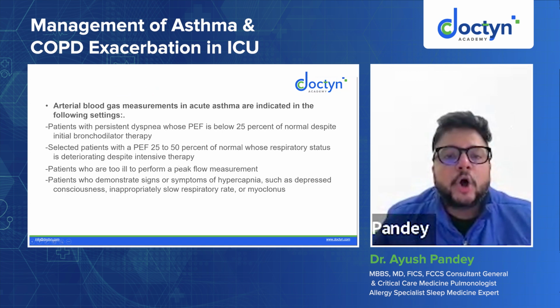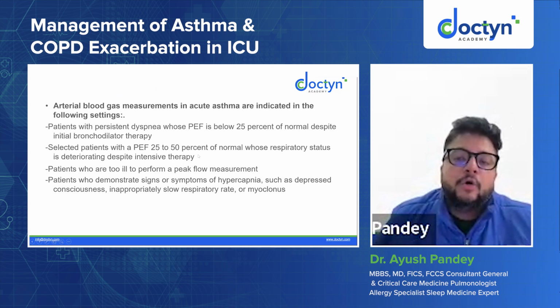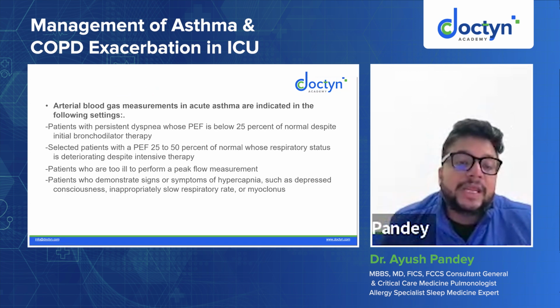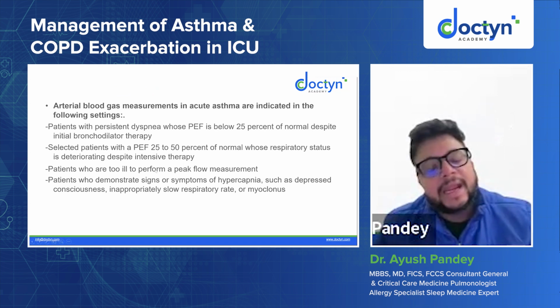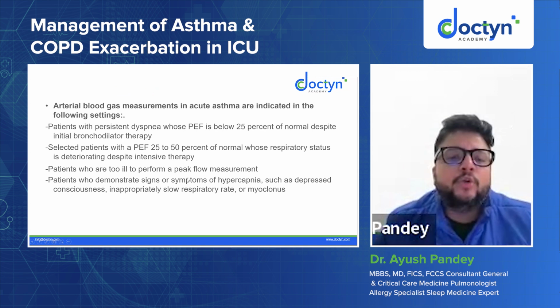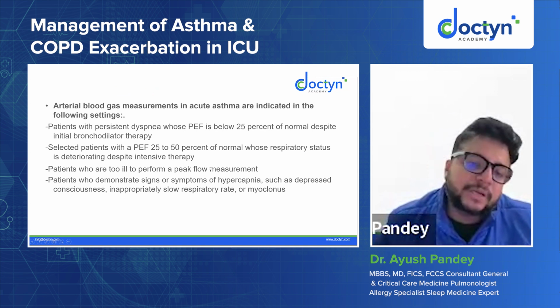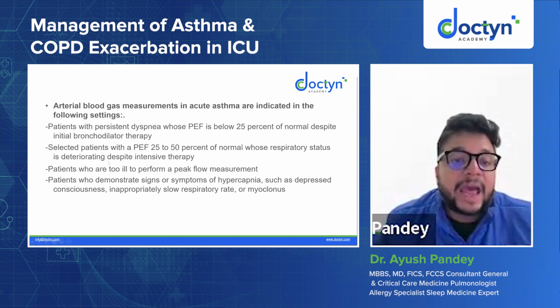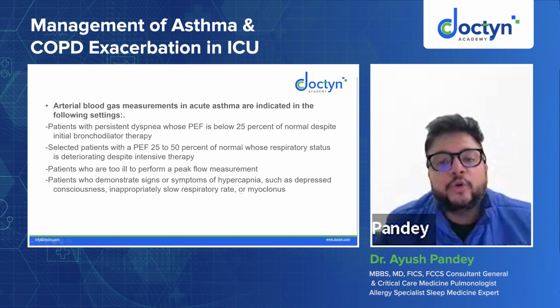ABG in acute asthma is indicated when the patient is having dyspnea, PEF less than 25% of the normal values, or PEF 25 to 50, whose respiratory status is deteriorating even if the patient is on intensive therapy. Patients who are too ill to perform a peak flow measurement, and demonstrating signs and symptoms of CO2 retention.